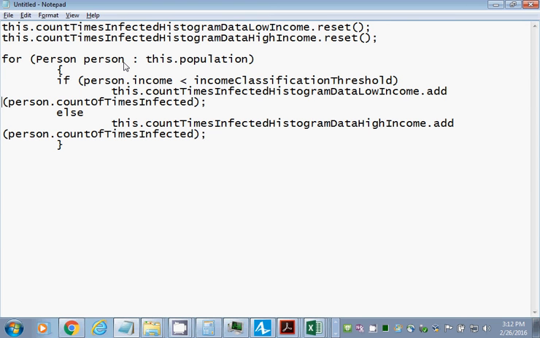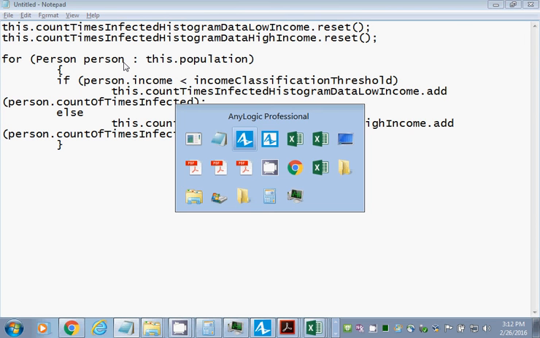So you first reset the low income one, then you reset the high income one. And then you go through for each person. Low income, and you say if that person's income is less than this. Okay. What patterns do you see among this?